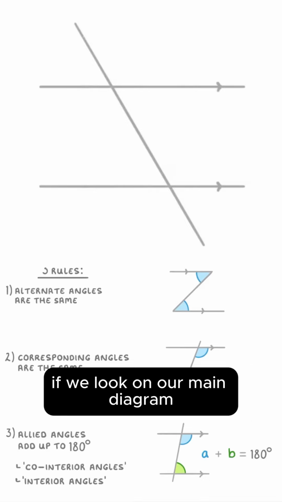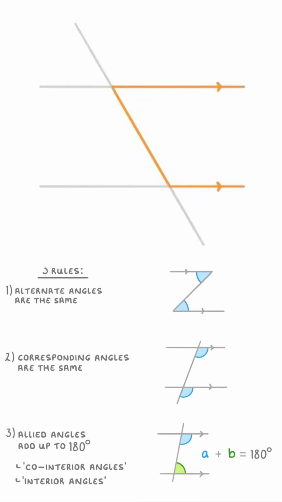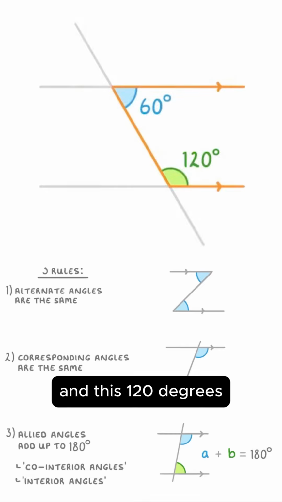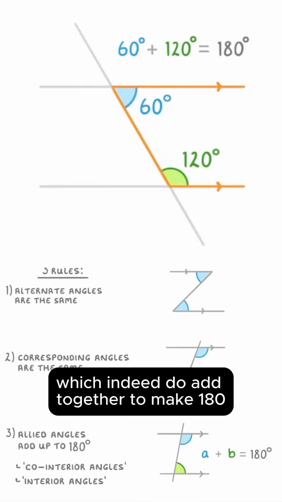If we look on our main diagram, we can see one of these C shapes here. So the allied angles would be this 60 degrees and this 120 degrees, which indeed do add together to make 180.